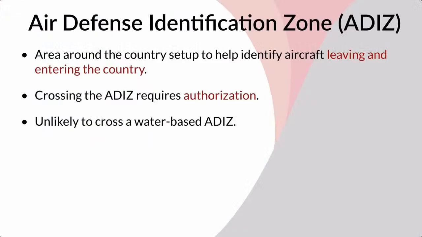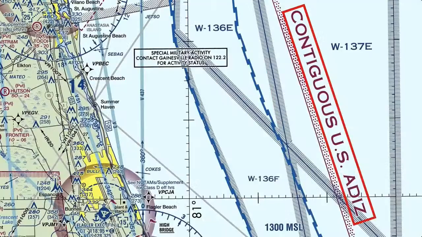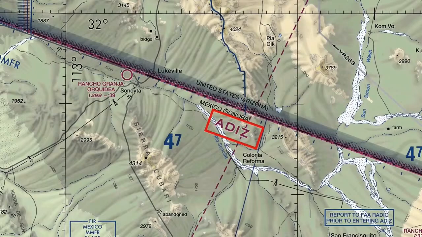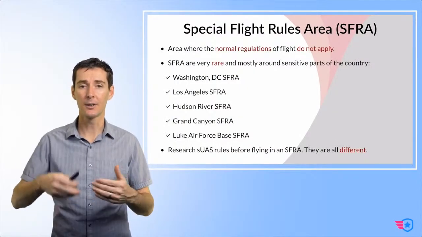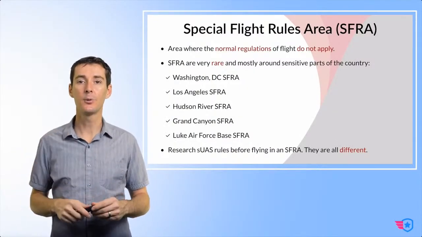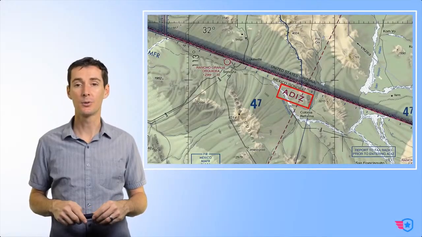There are some ADIZ around the land borders, and also around the water on the east side and the west side of the country. So there's lines everywhere. There's the ADIZ right here, contiguous US ADIZ on the Florida side, and then here's the one on the Arizona side. So just a line, just a border, like an imaginary line if you want, but you still need to get approval to go across that.